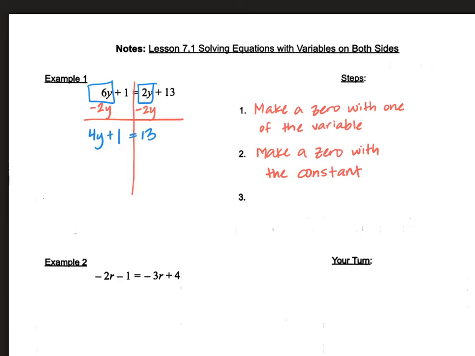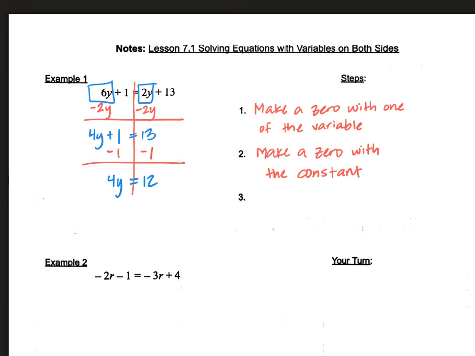In order to make it a 0, let's subtract 1. And on the right side, I'm going to subtract 1 also. And plus 1 and minus 1 make a 0. I'm only left with 4y on the left side. And then 13 minus 1 gives us a 12 on the right side.